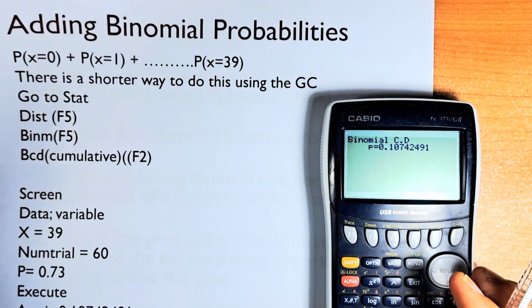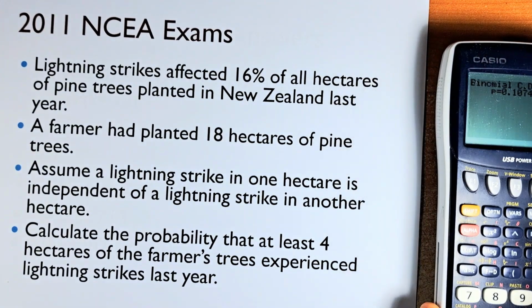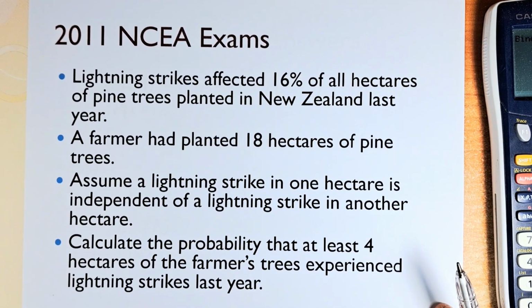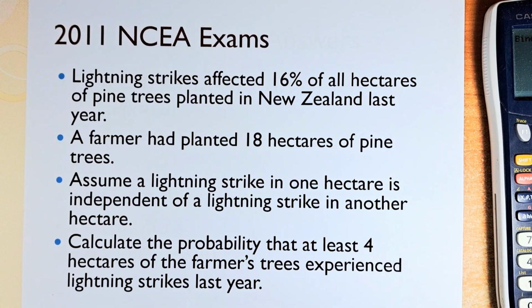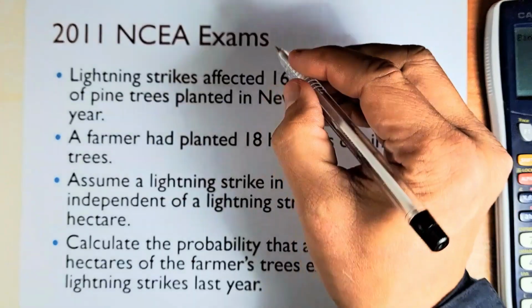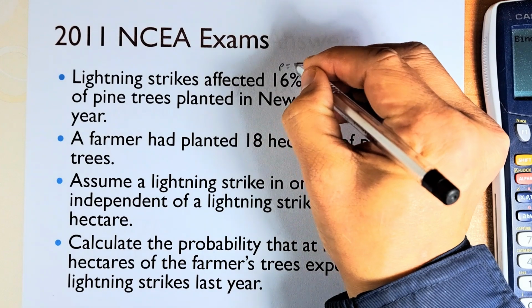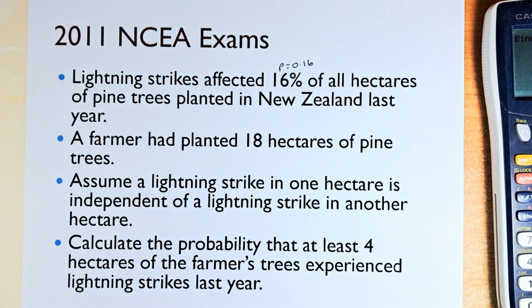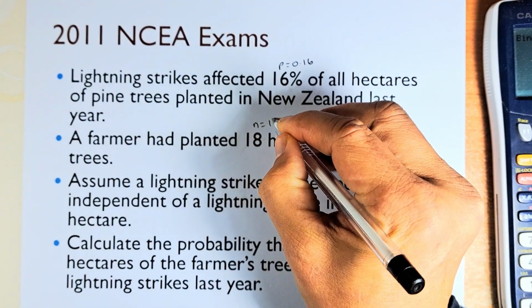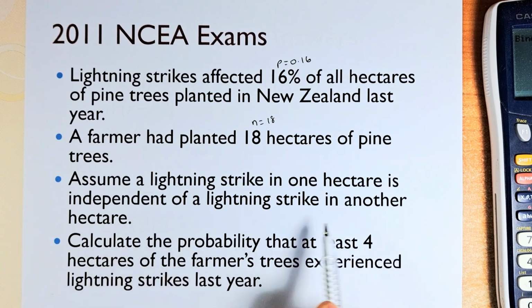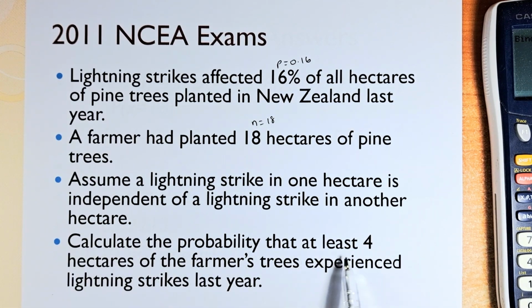Okay, now we're doing the last question, which is the NCEA question. We shall read the question and bring the calculator in later. The question reads like this. Lightning strike affected 16% of all hectares of pine tree in New Zealand. So success is 16%, P is 0.16. You always put in decimal, 0.16. A farmer had planted 18 hectares, so N equals 18, and assume a lightning strike in one hectare is independent. Calculate the probability of at least 4.